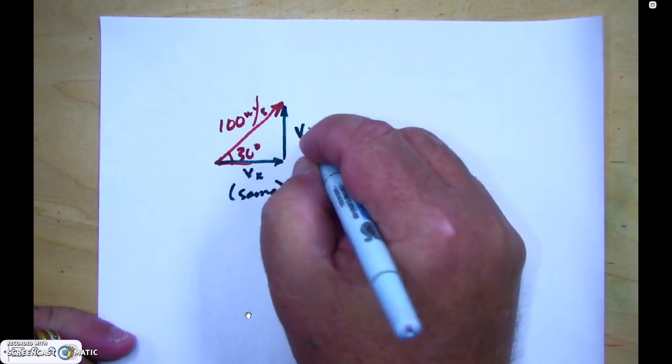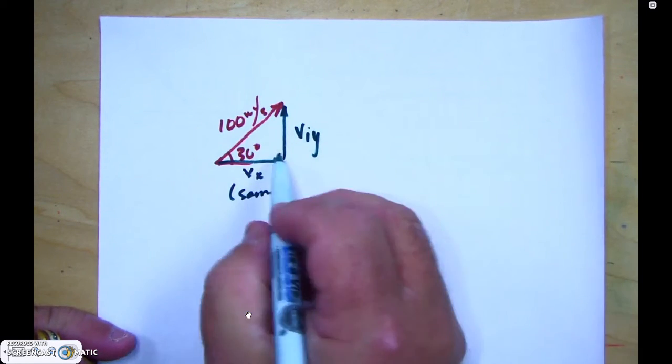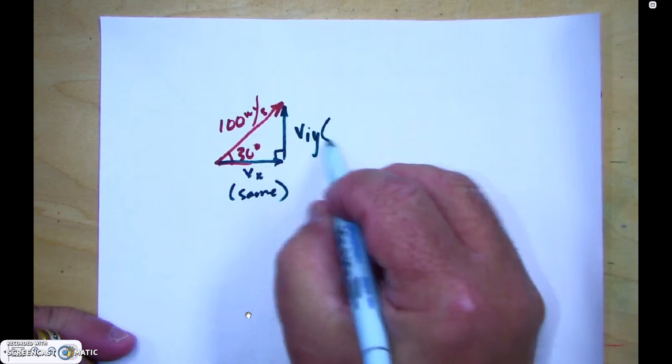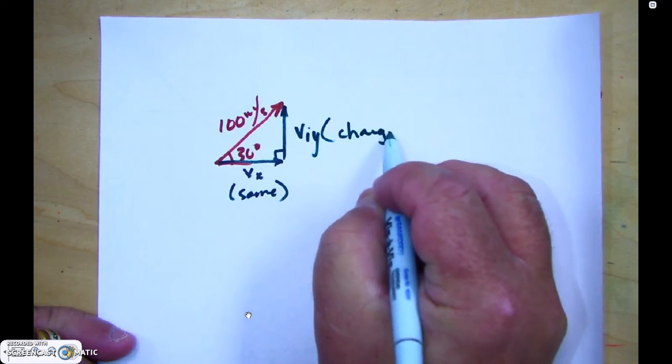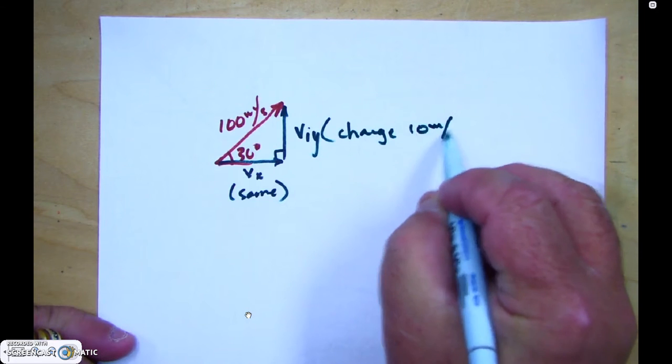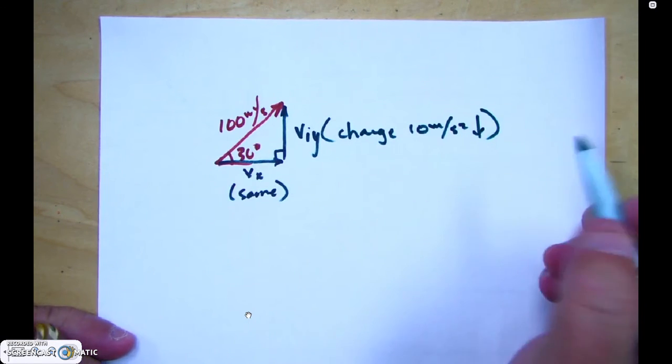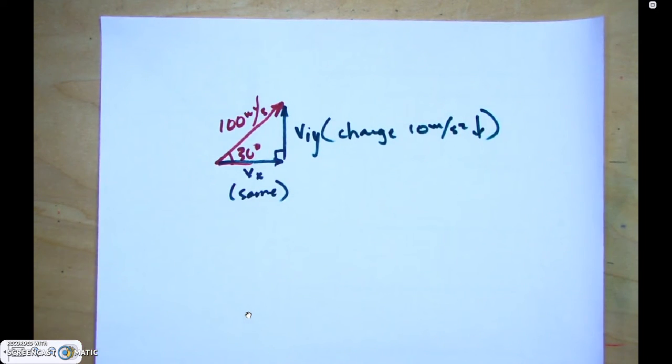Initially, Viy is this side of the triangle. This becomes a right triangle, and this is going to change by 10 meters per second squared down. So let's take a look at this.